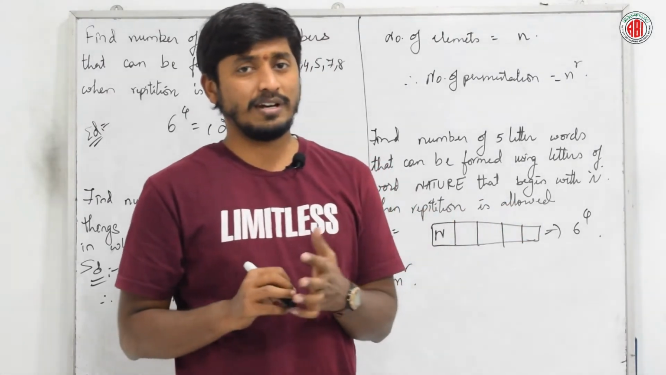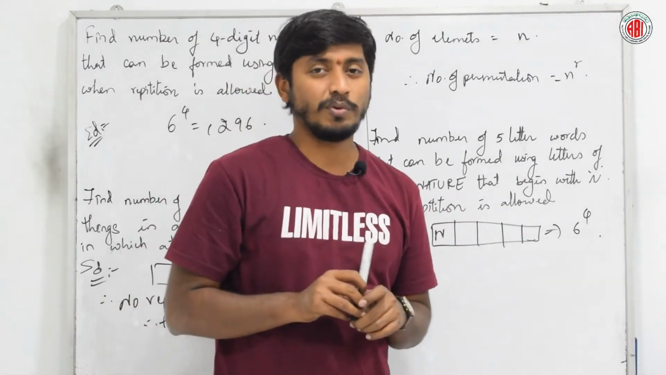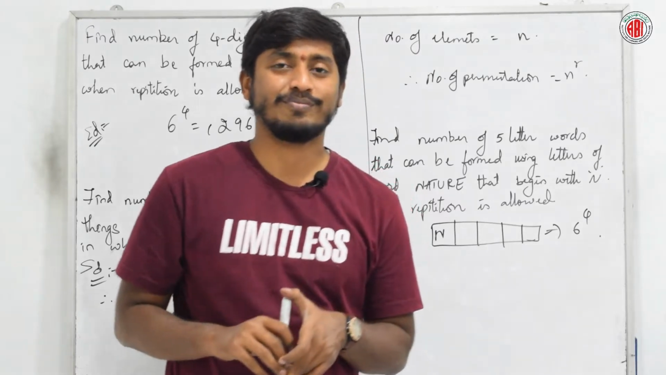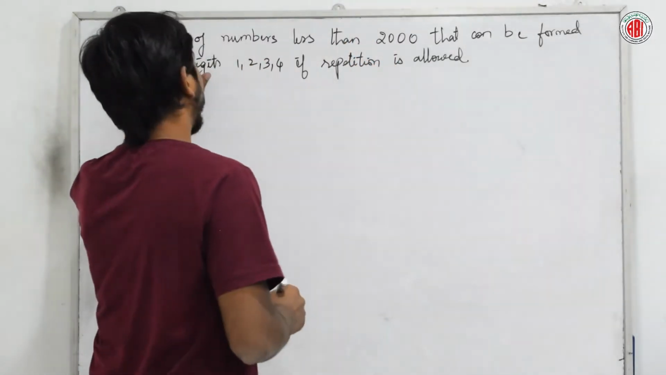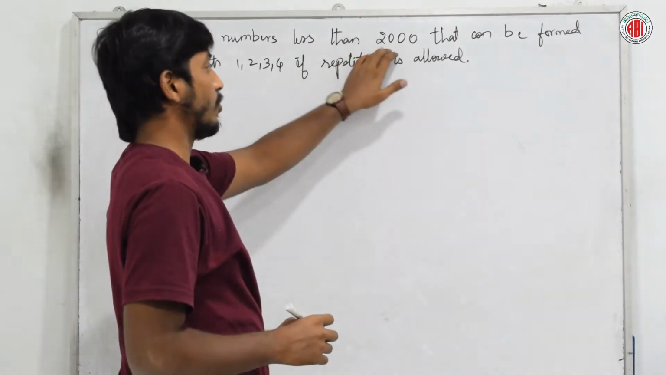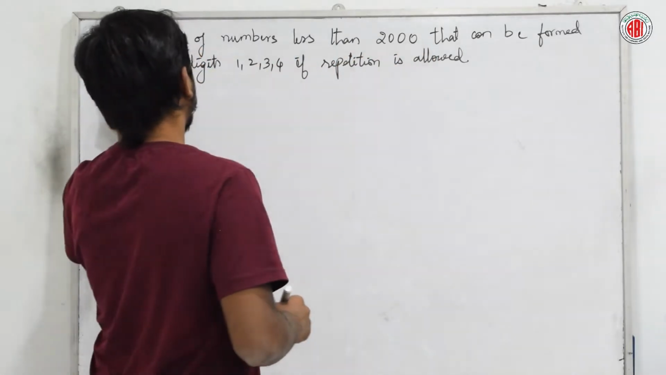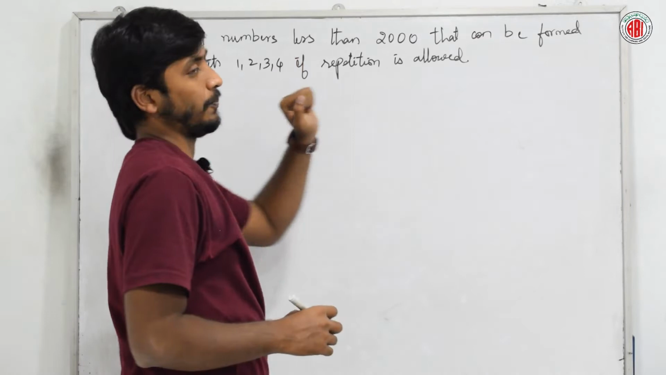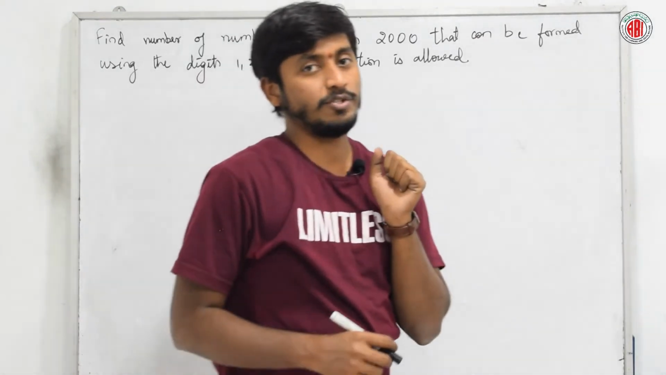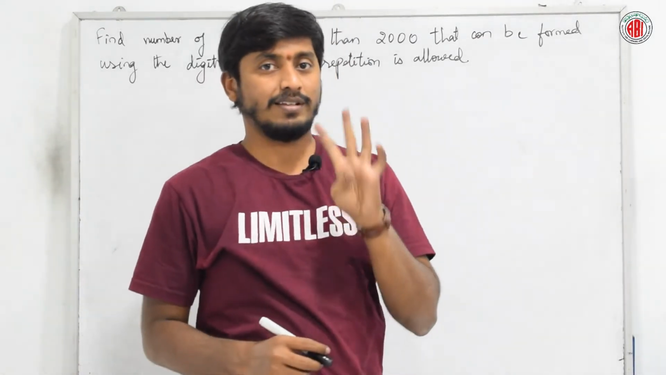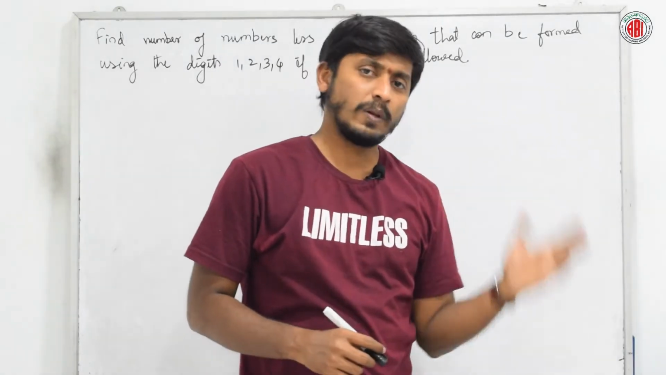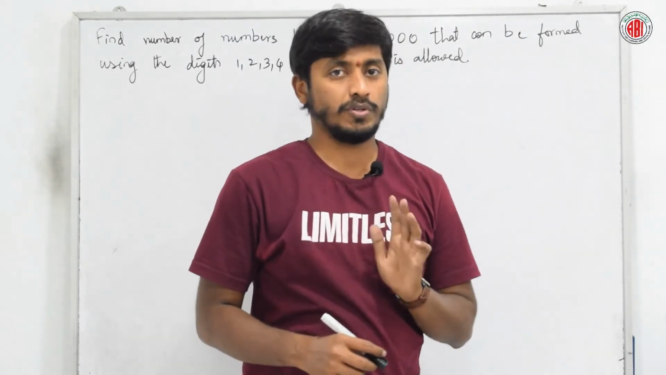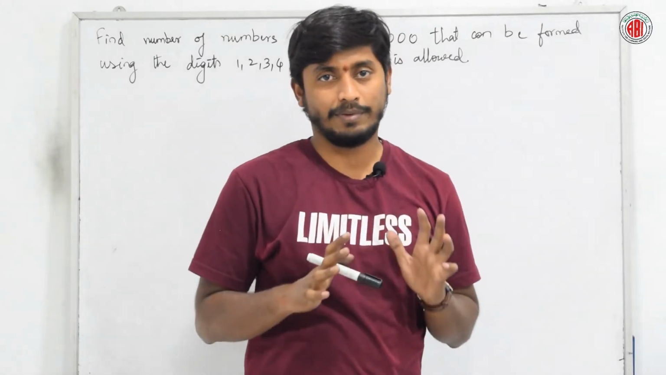Are these questions not easy? Shall we do a few more problems of this? Let's do. Look at the next question here. Find the number of numbers less than 2000 that can be formed using the digits 1, 2, 3, 4. Now tell me how many digits do we have? 4 digits. He is telling less than 2000. It can be from 1 to 2000.